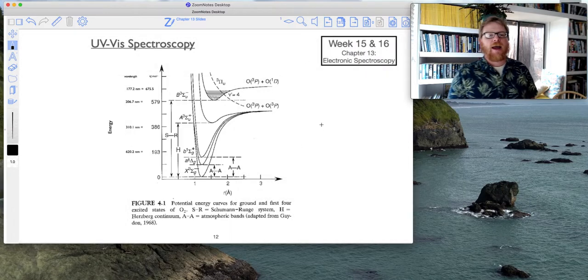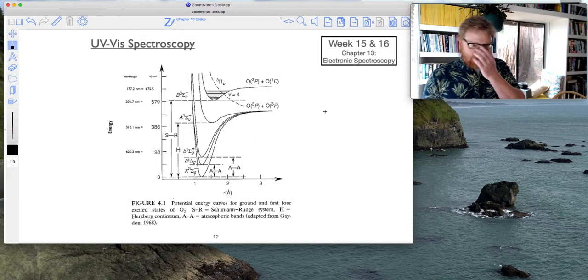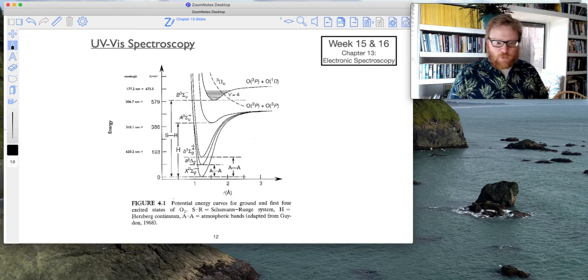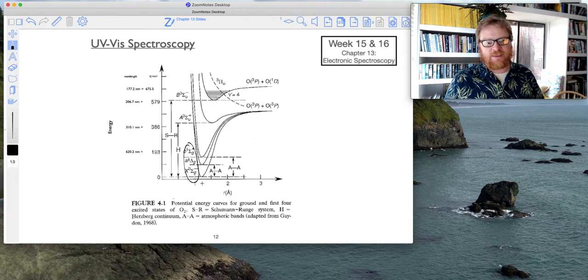This, all right? And I'm going to use oxygen as an example. And so here we can see the oxygen term symbols that I asked you all to do in the last exam. The triplet sigma ground state, the singlet delta first excited state, the A state, and then the B state, the second excited state, the singlet sigma g plus, okay?